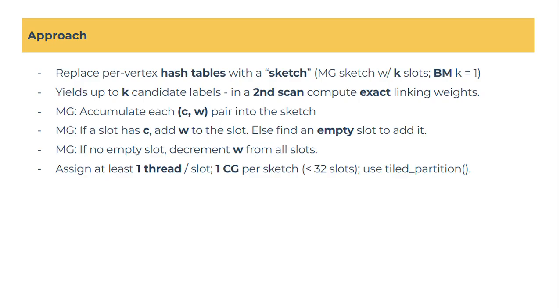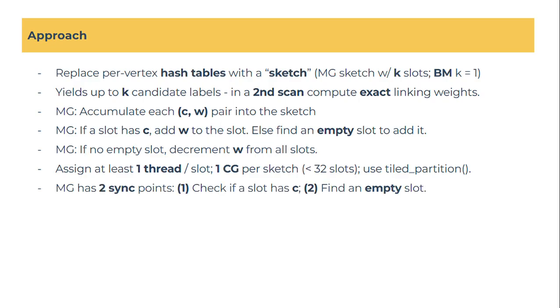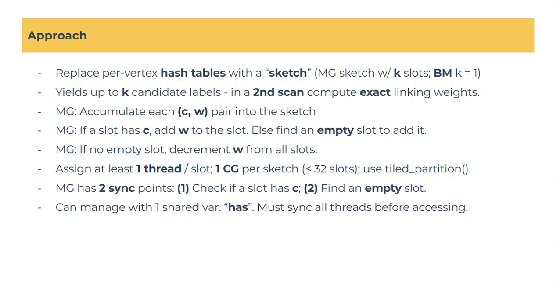We assign for processing one thread per slot and one cooperative group per sketch. A cooperative group is required in the case where the number of slots is less than 32. The Misra-Gries algorithm has two synchronization points. One, to check if a slot has C, and the other one is to find an empty slot. For this communication or synchronization, we can use a shared variable, let's say has, and here we must synchronize all threads before accessing this shared variable.